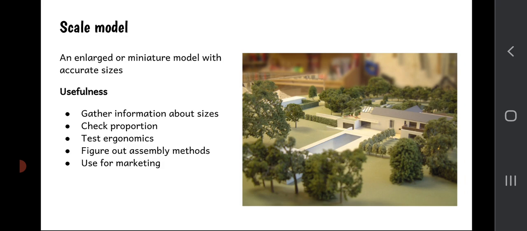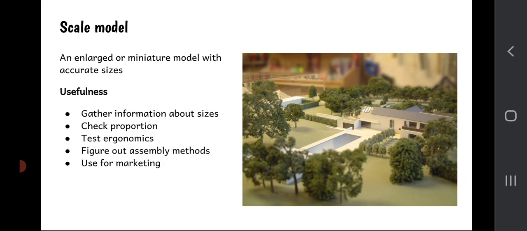Next, we look at a scale model. And a scale model tends to be an enlarged or a miniature version of something. But the whole point about a scale model is that the sizes are dead accurate. Architects love a scale model. They love doing little buildings in white card, sort of miniature, so that we can see a building in its environment and we can also determine sizes off of it.